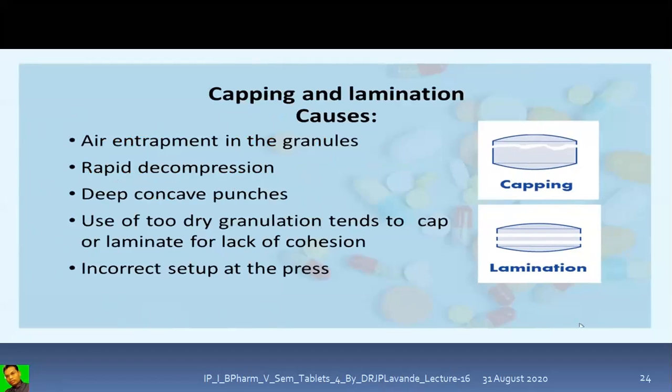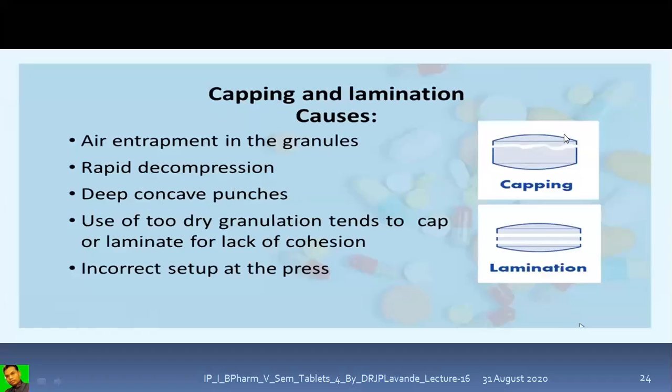The causes for capping and lamination are air entrapment in the granules. The granules that contain air exert internal pressure onto the crown, so that it will lead to capping and lamination. Another cause is rapid decompression. During compression, a sudden removal of the punches leads to rapid decompression. Then deep concave punches.